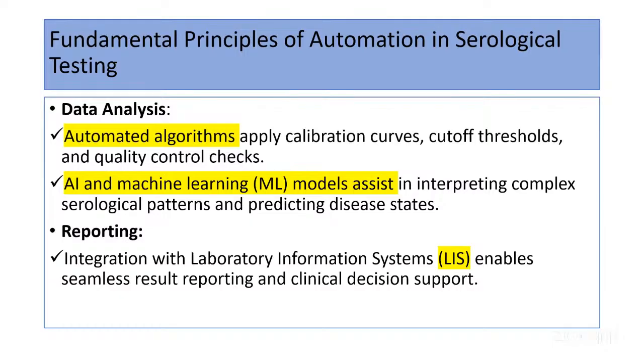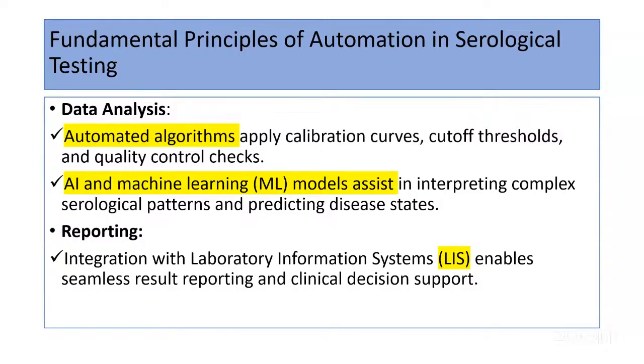AI and machine learning tools are also integrated in automation. You need to remember one thing: AI is a different thing, and automation is rule based. Like I'm telling you, this is the work I want you to do. If I add machine learning, that means I'm giving some brain to it. Like some instruments can detect a hemolysed sample.